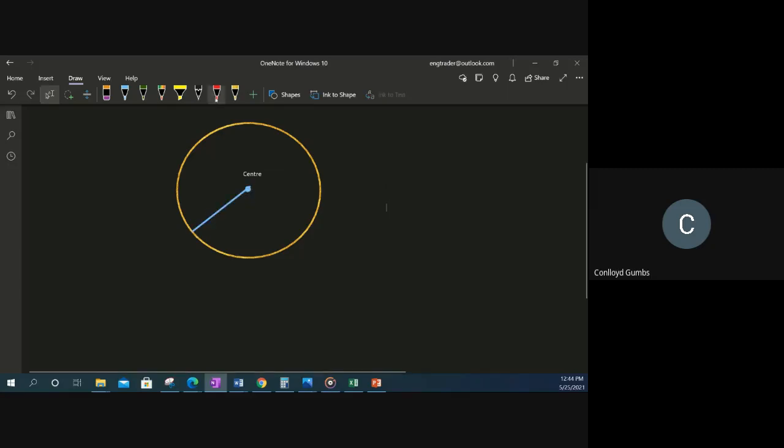Now this here is a radius, but if we draw a line straight across and it passes through the center and goes to another point, we call that the diameter. So the red part is the diameter, and this part here is the radius.